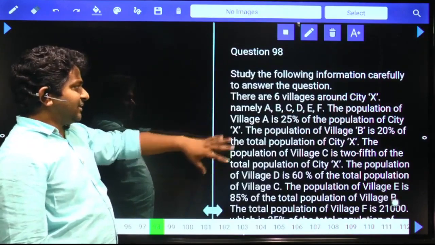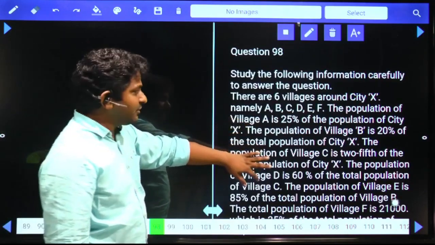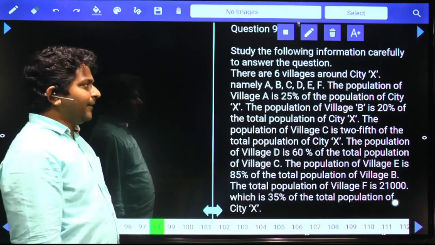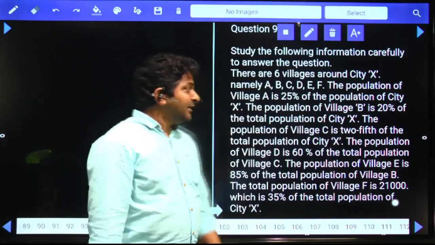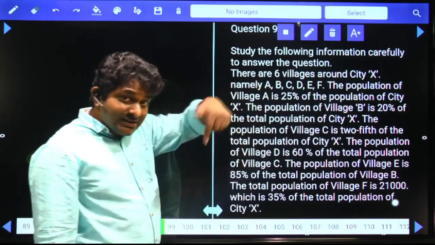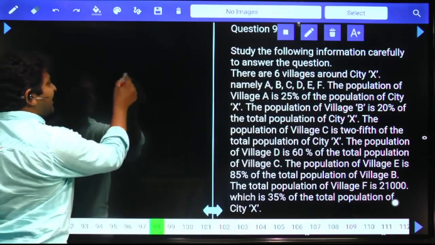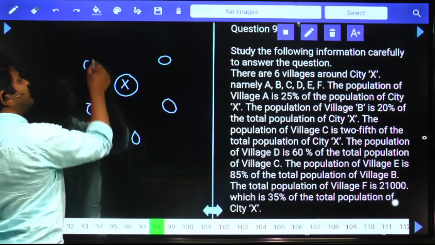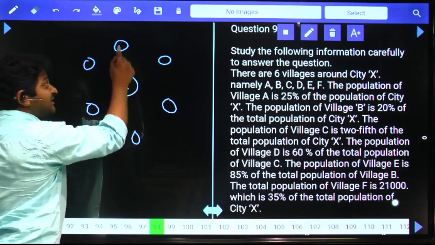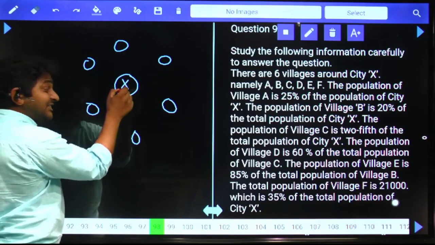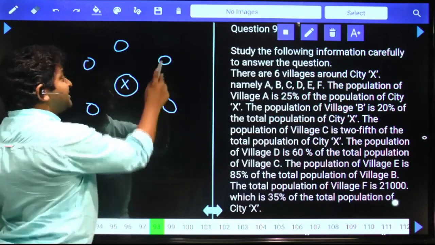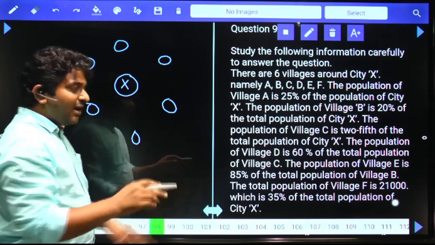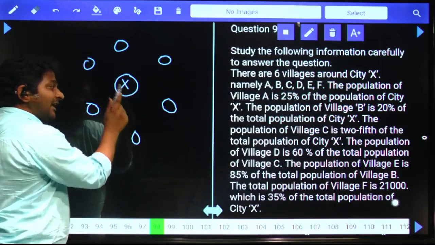From question 98 onwards, these are data interpretation questions. There are 6 villages around city X, namely A, B, C, D, E, F. Now, I would like to convey one point here. There are 6 villages around city X, meaning if this is city X, somewhere around it we have the 1st village, 2nd village, 3rd village, 4th village, 5th village, 6th village. These villages are not part of the city. Hence, the sum of population in these 6 villages is in no way related to the population of X.